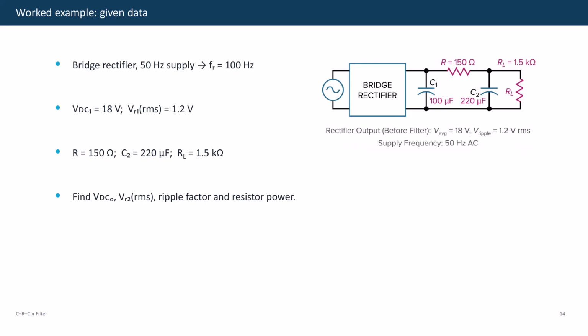Consider a bridge rectifier supplied at 50 Hz. The voltage across C1 has an average value of 18 volts and 1.2 volts RMS ripple. The second section uses a 150 ohm resistor, a 220 microfarad capacitor, and a 1.5 kilo ohm load. We will calculate DC output, ripple factor, and resistor power.